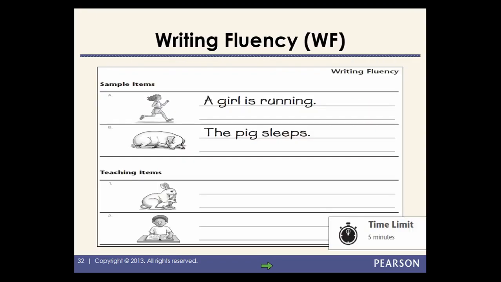Okay. Writing fluency. This is what the writing fluency booklet looks like. Again, we have some sample items here at the top. Just a picture of a girl running, and a girl is running is an appropriate sentence. Pig sleeps, for example. The rabbit is eating a carrot. The boy is reading a book. You can just give some basic examples down here as well for teaching. And they have a 5-minute time limit for those tests.